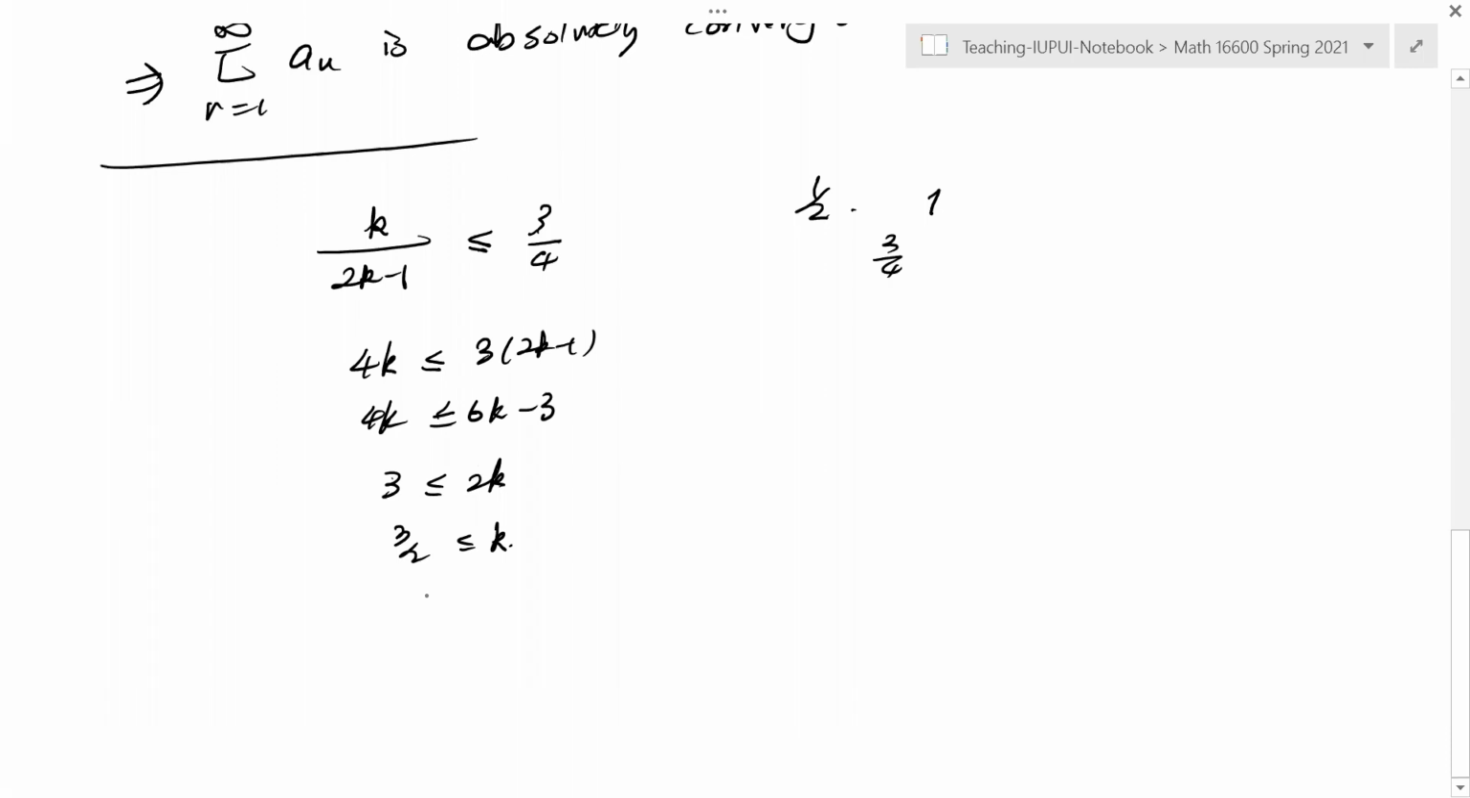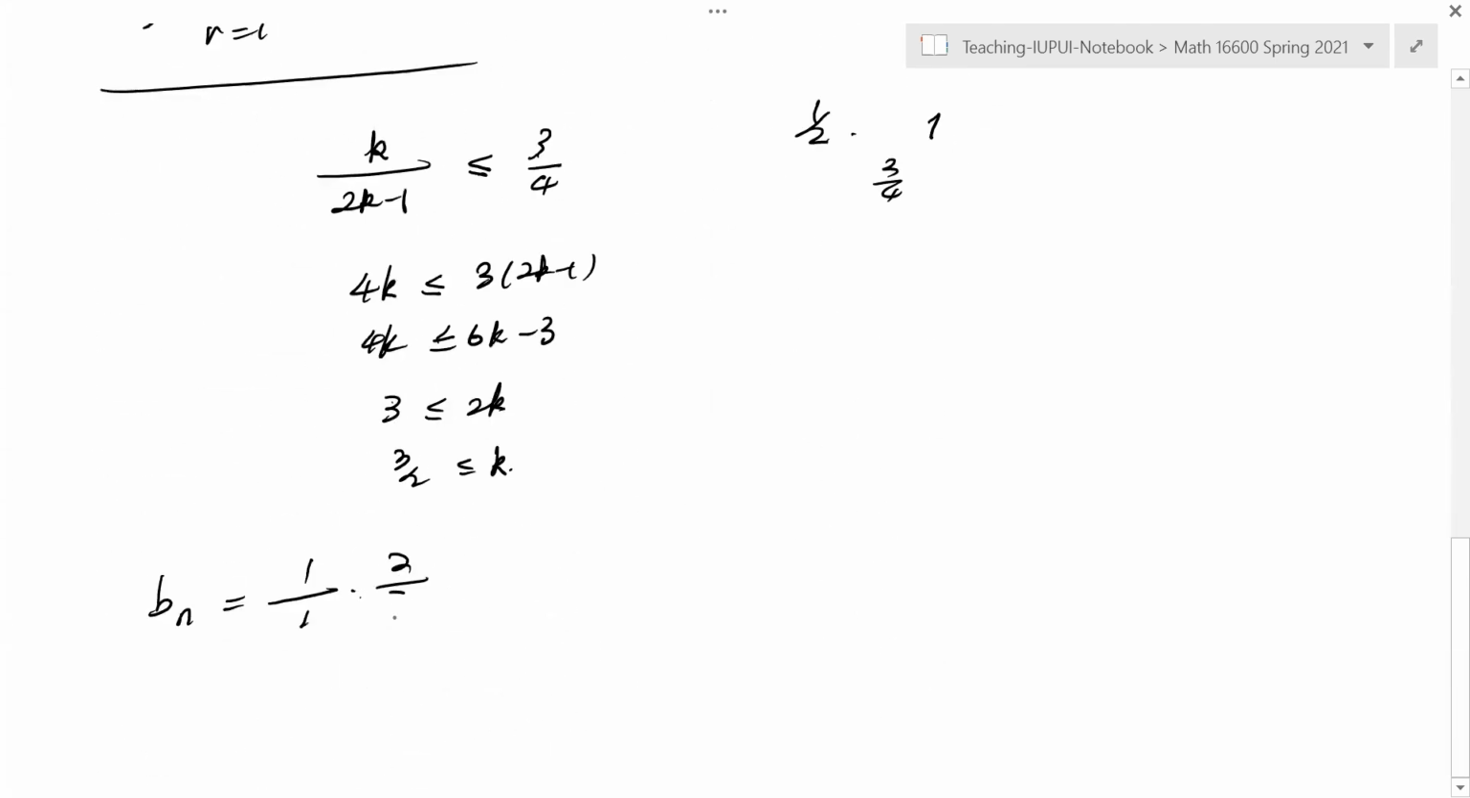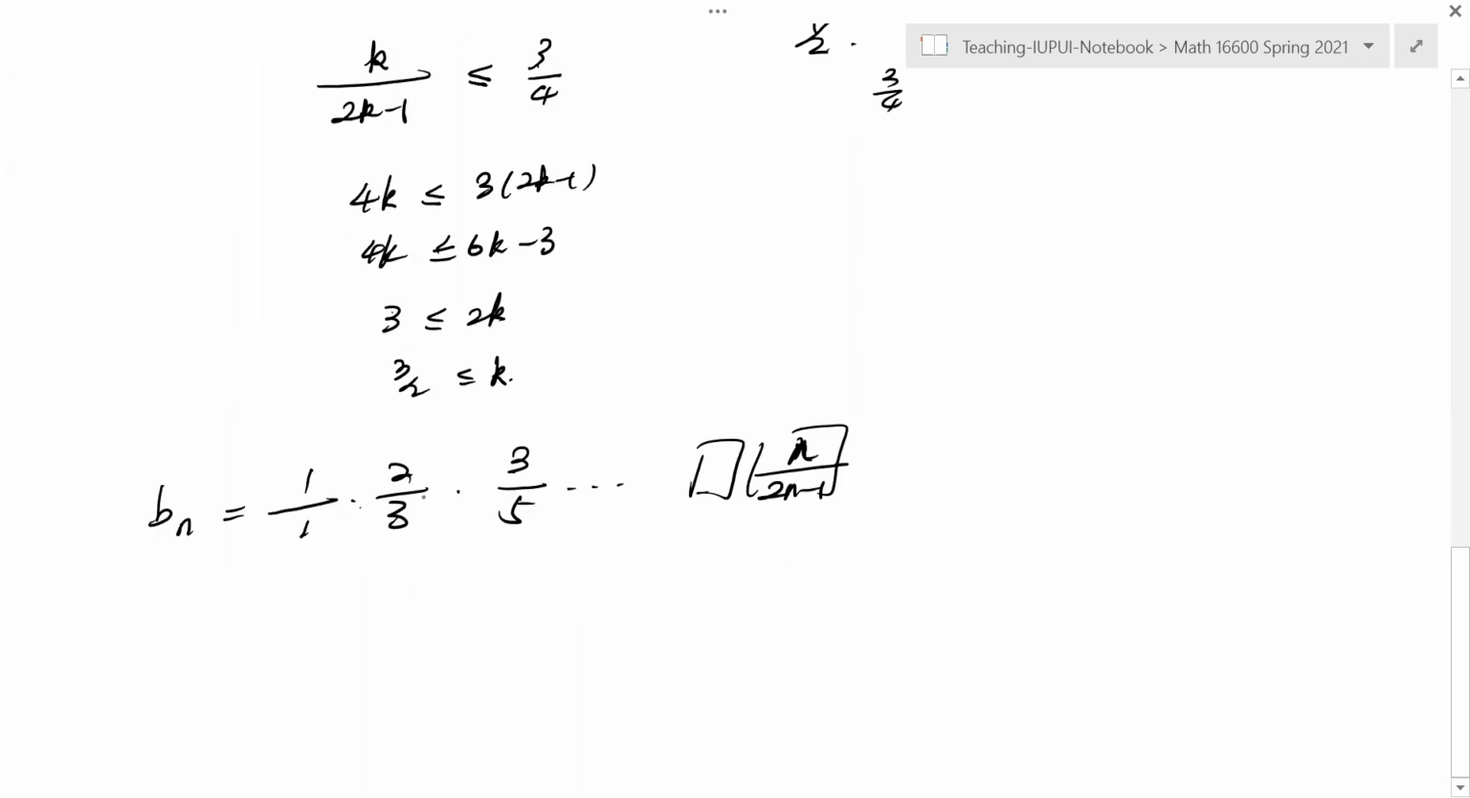Now, why is this useful? So Bn, let's take a look at 1 over 1, and then the 2 over 3, and the 3 over 5, and here's 2n minus 1. I think all those terms will be less than or equal to 3/4. I think after k is greater than 5 over 3, starting from here, all the terms will be less than 3/4. That's what we already proved.